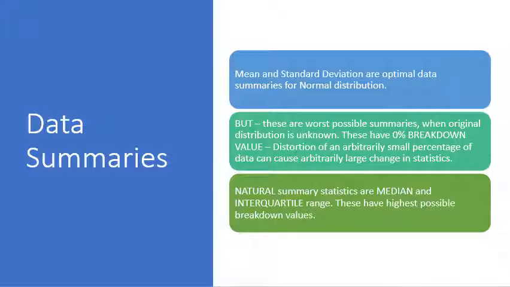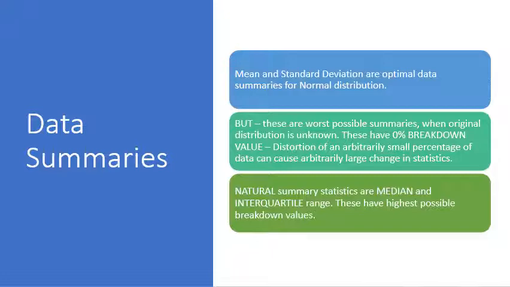To begin with, statistics involves summarizing the data, and the standard summaries are the mean and the standard deviation. These are the optimal summaries for a normal distribution. It turns out that these are also the worst possible summaries for the general case. Worst possible can be defined in a technical way. These statistics have 0% breakdown, which means that even a very small percentage of bad data in a large data set can completely destroy these statistics.